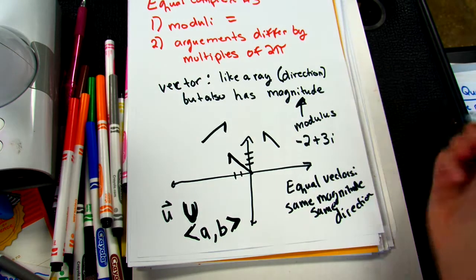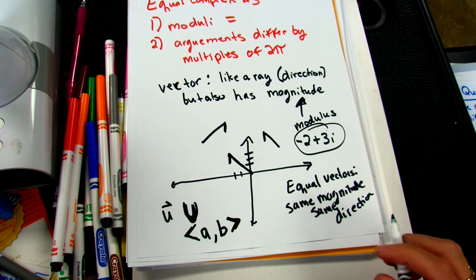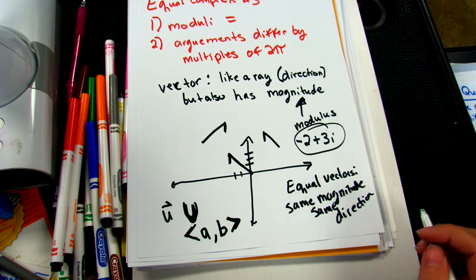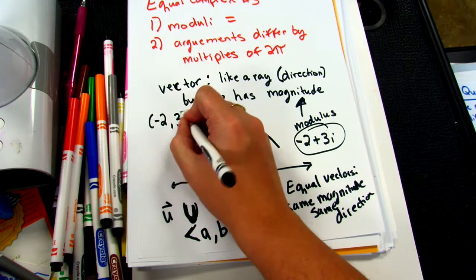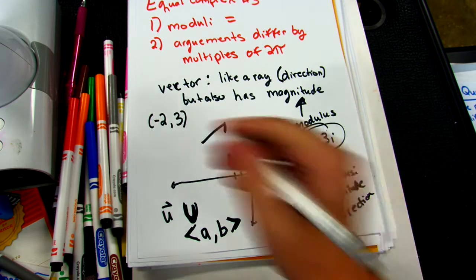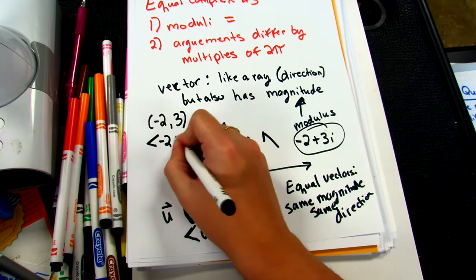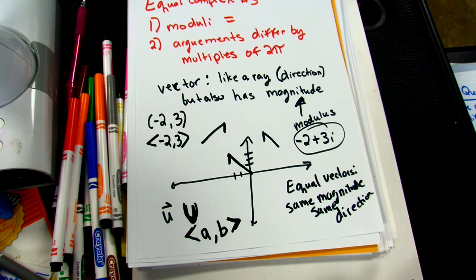So that's how you're going to distinguish when you graph a complex number and you want to know, do I graph it as a point or do I graph it as a vector? Well, if it's like this, -2, 3, you're going to graph it as a point for a complex number. However, if it's written like this, you're going to graph it as a vector for that complex number. Okay?